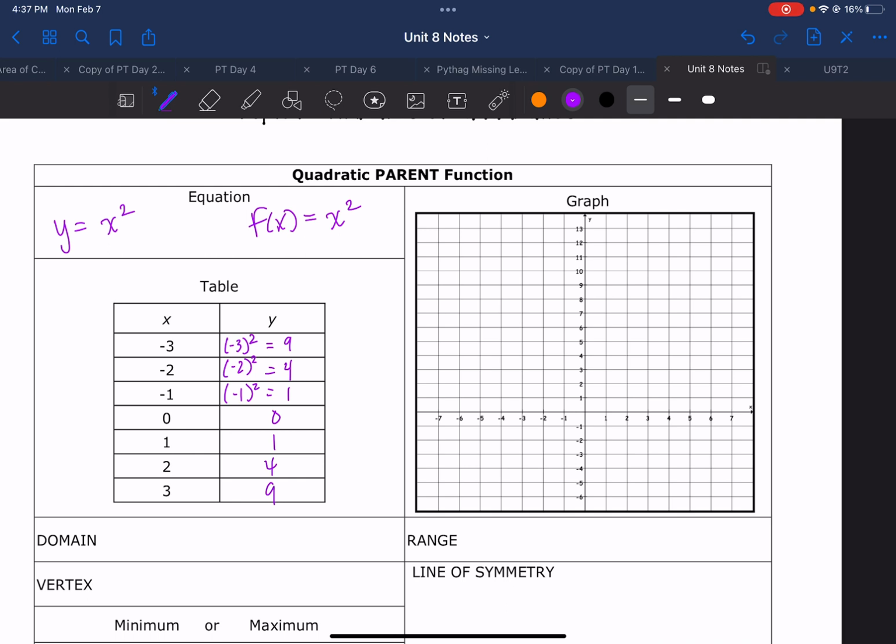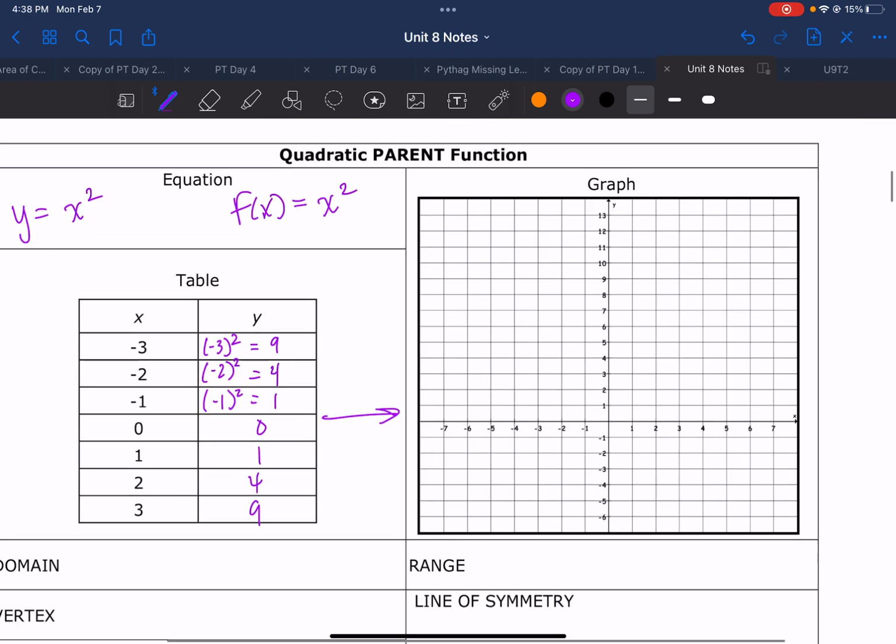Now let's look at the graph. For me to look at my graph, all I need to do is take these points and graph them on this little graph right here. So -3, 9. Let's say it's going to go right here. -2, 4 is another point. And -1, 1. And then we have 1, 1. And then we have 2, 4. And we have 3, 9.